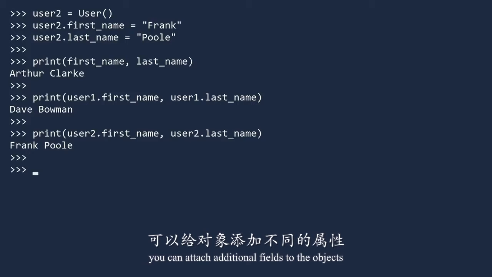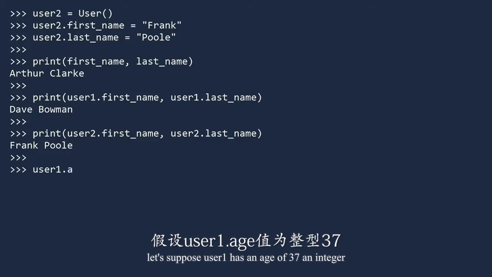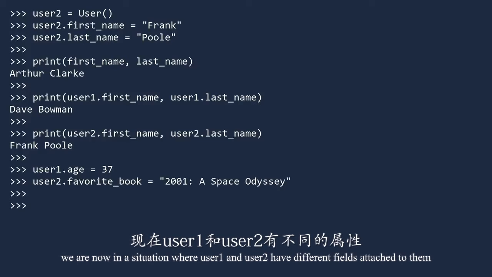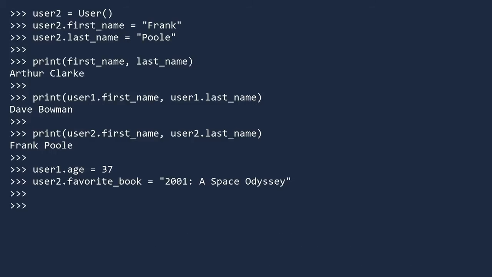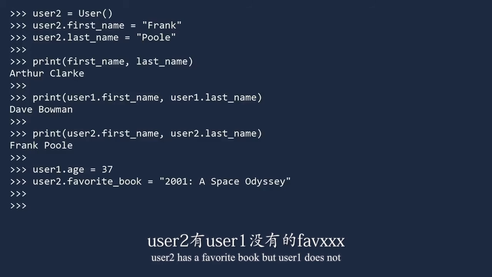You can attach additional fields to the objects, and they do not have to be strings. Let's suppose user1 has an age of 37, an integer. And for user2, let's assign a value for his favorite book. We are now in a situation where user1 and user2 have different fields attached to them. The user1 has an age, user2 does not. User2 has a favorite book, but user1 does not.